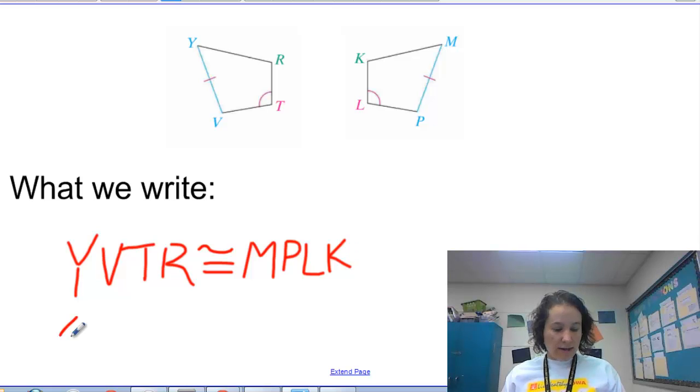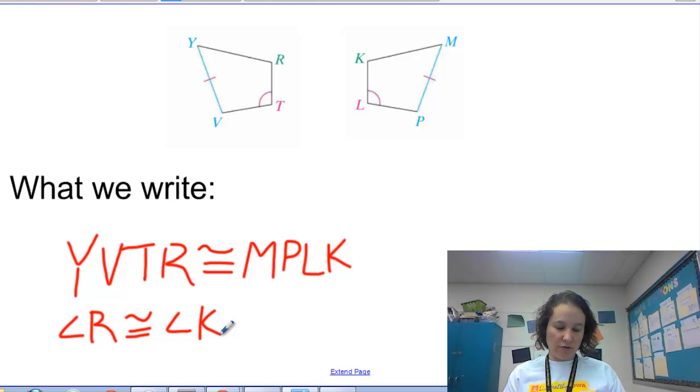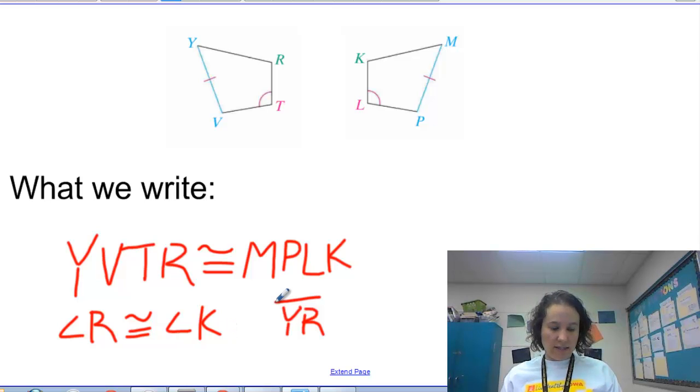So if I look, I could say that angle R is congruent to angle K. Okay, that would be one congruence statement. I could also say that this line segment YR is congruent to the line segment MK.